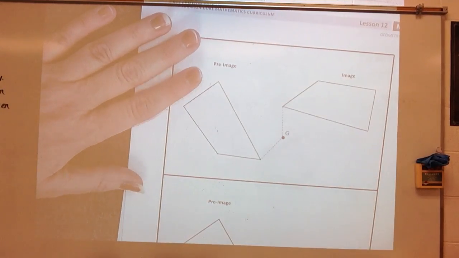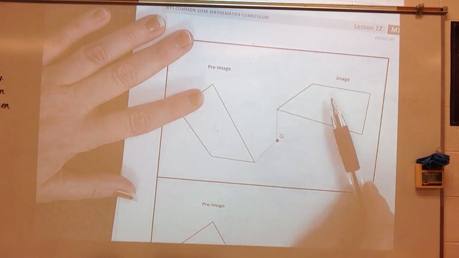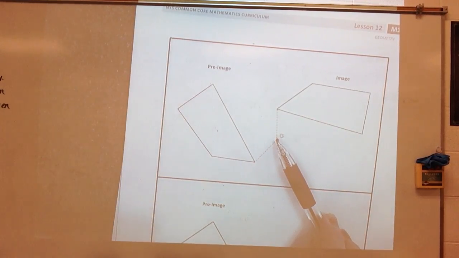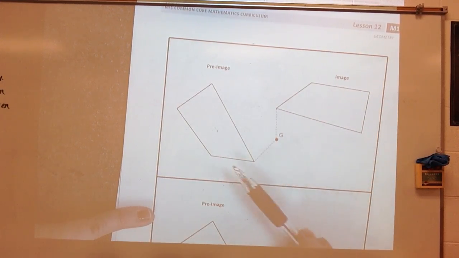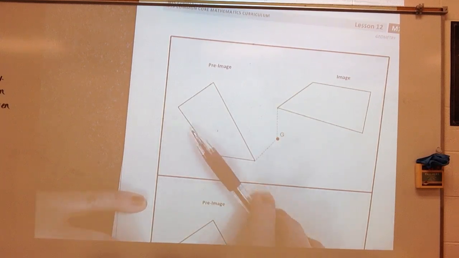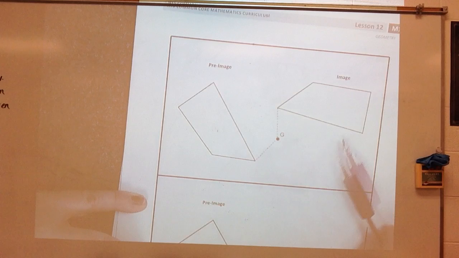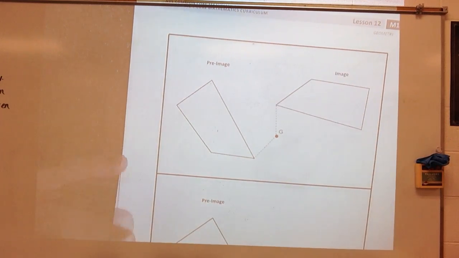Let's look at this one. I want to know how I went from this image to this image, and I've got point G here, so I'm using point G. You kind of have to look at this, and it takes a little bit of studying to figure out what they did. So maybe if they rotated it, would that work? Maybe.